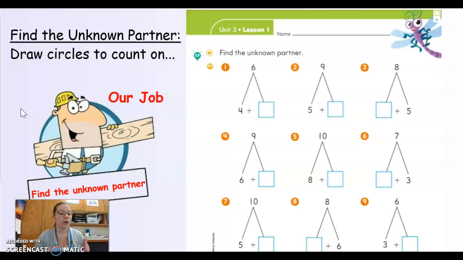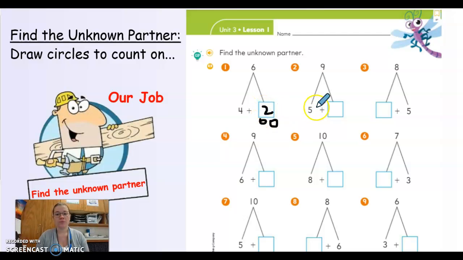Yep, we're going to use circles for the first few, and then we're going to work on using our fingers because it's just quicker to use your fingers, and drawing circles doesn't always make sense. It takes too long. Okay? So for the first one though, we have 4. We're looking for the unknown partner. We need to get to 6. Okay, so we're going to draw circles until we hear 6. 4, 5, 6. How many circles did we draw?